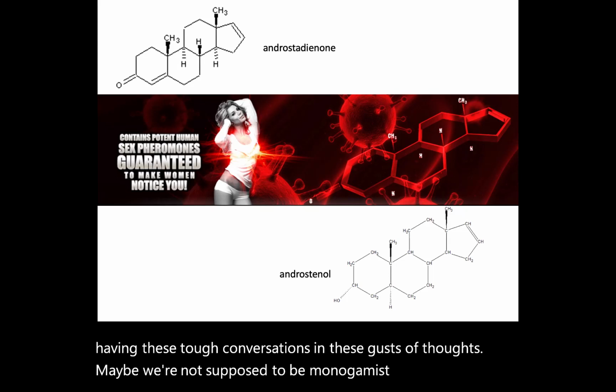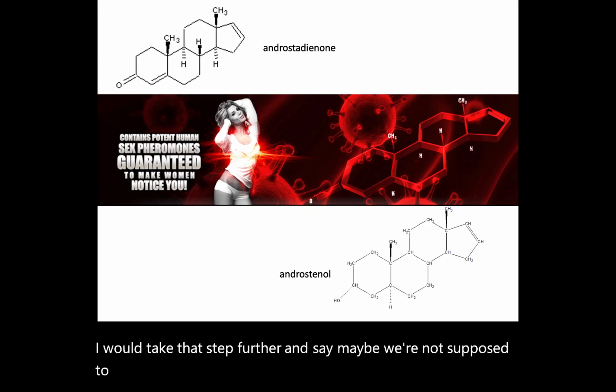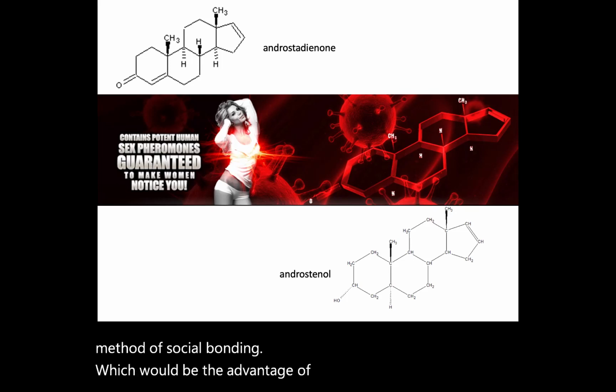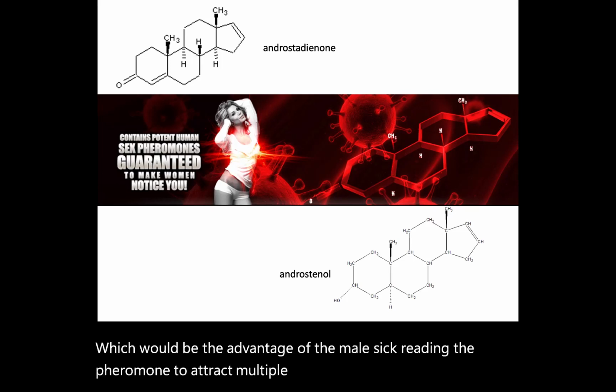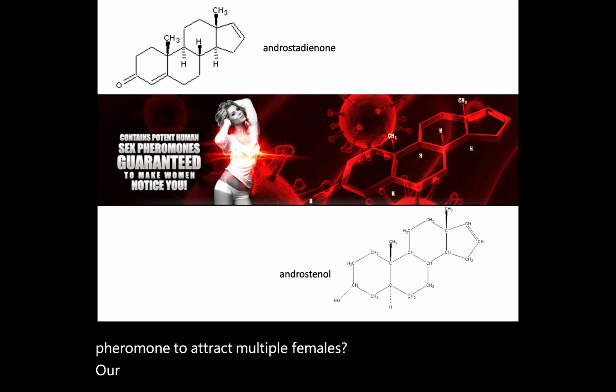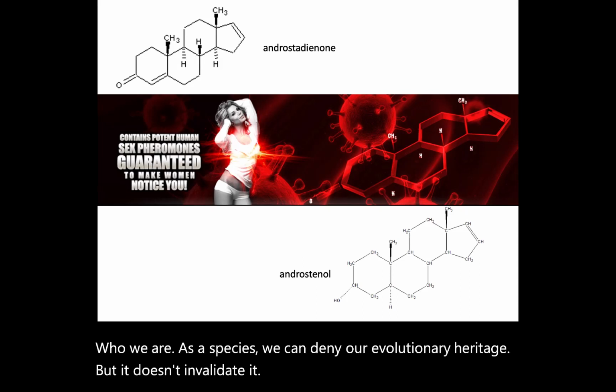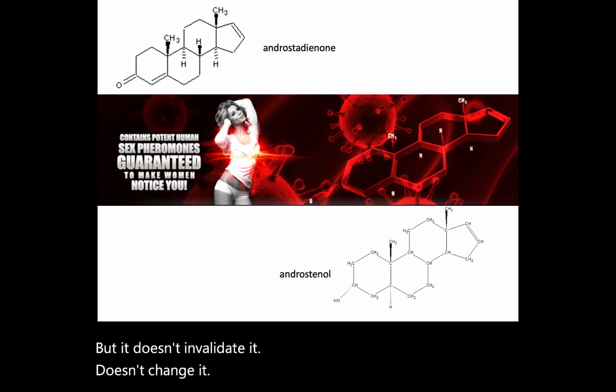I would take that a step further and say maybe we're not supposed to be using sex primarily for reproduction, and maybe it's a method of social bonding. Which would be the advantage of the male secreting the pheromone to attract multiple females. Our biochemistry drives who we are as a species. We can deny our evolutionary heritage, but it doesn't invalidate it, doesn't change it. It complicates it, but it doesn't change it.